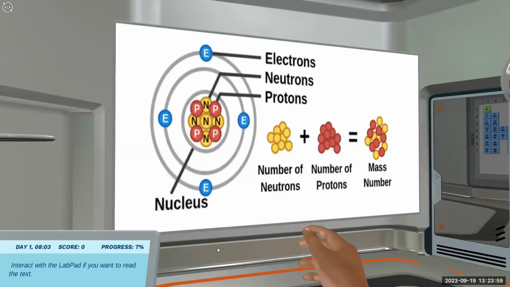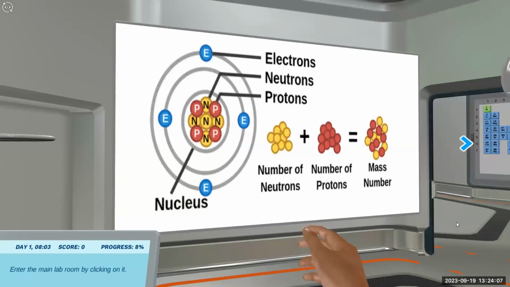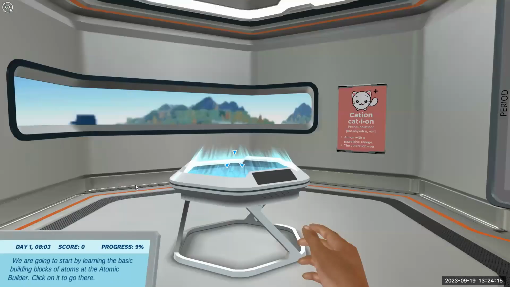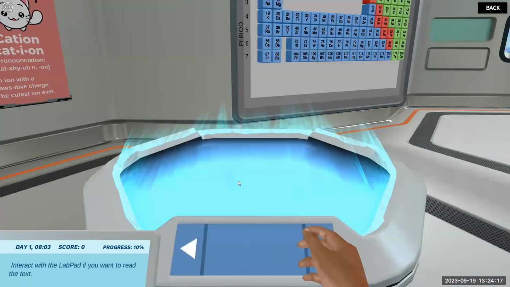You seem eager to start exploring. I like that. We are going to learn so much about the atomic structure together. Enter the main lab room by clicking on it. We are going to start by learning the basic building blocks of atoms at the Atomic Builder. Click on it to go there. Time to learn about atomic structure and do things that only a virtual simulation could allow you to do.